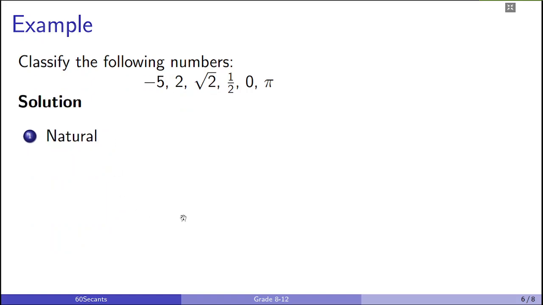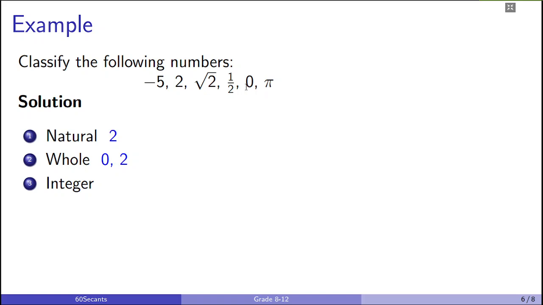Let's look at a solution together. Natural numbers. So natural numbers are the counting numbers, right? So these are the positive whole numbers. Now when you look at this list here, you can see that 2 is a natural number. None of the others are natural. Then what about whole numbers? Remember, whole numbers are just natural numbers plus a 0. So from the list above, we can see that 2 is still a whole number. A 0 is a whole number. So those are our only numbers, a 0 and a 2.